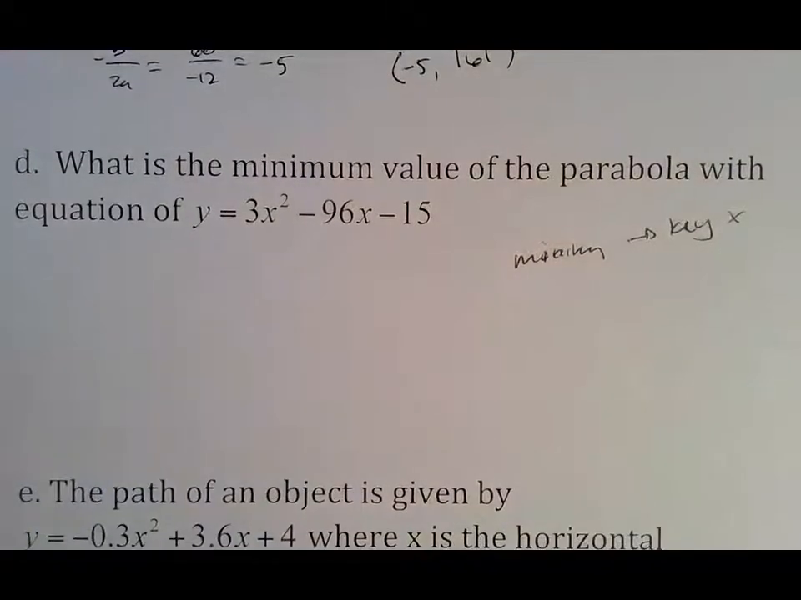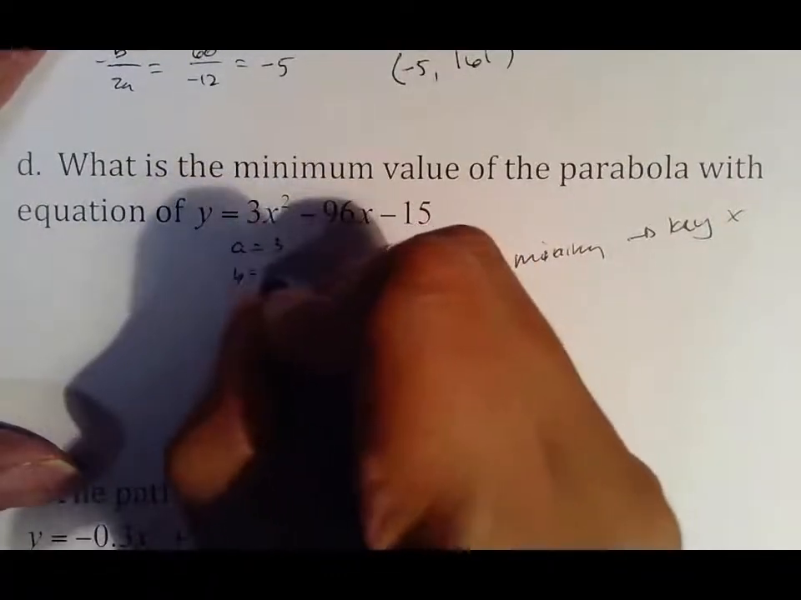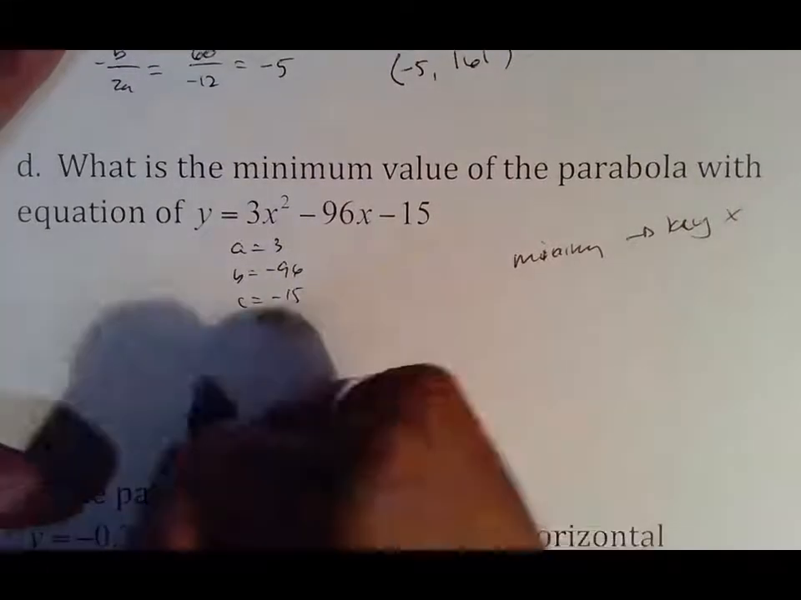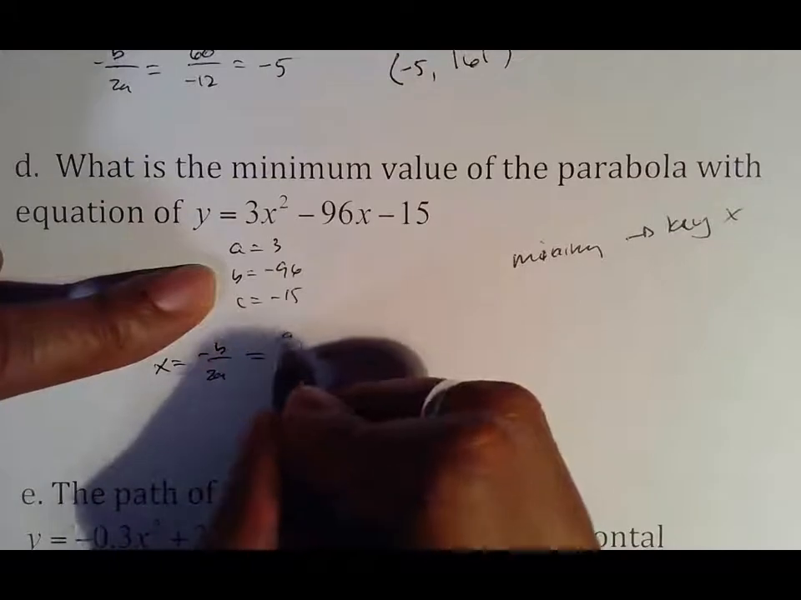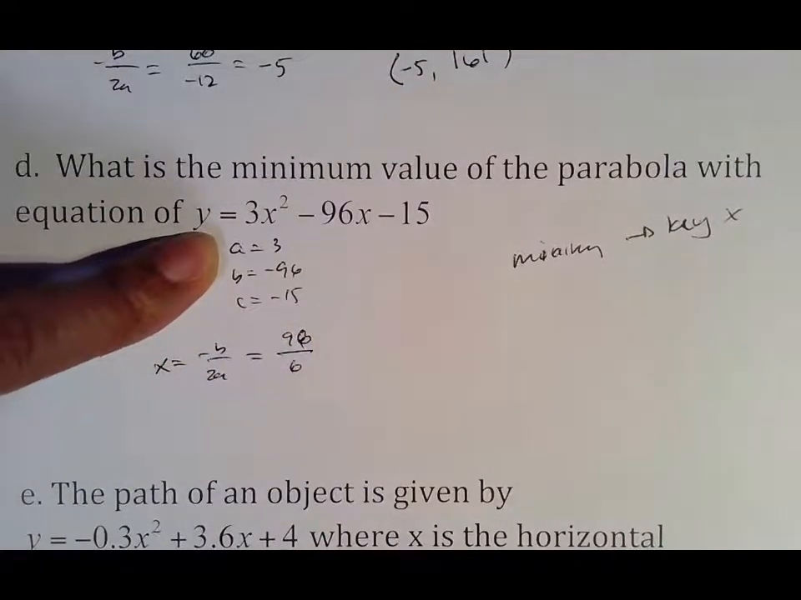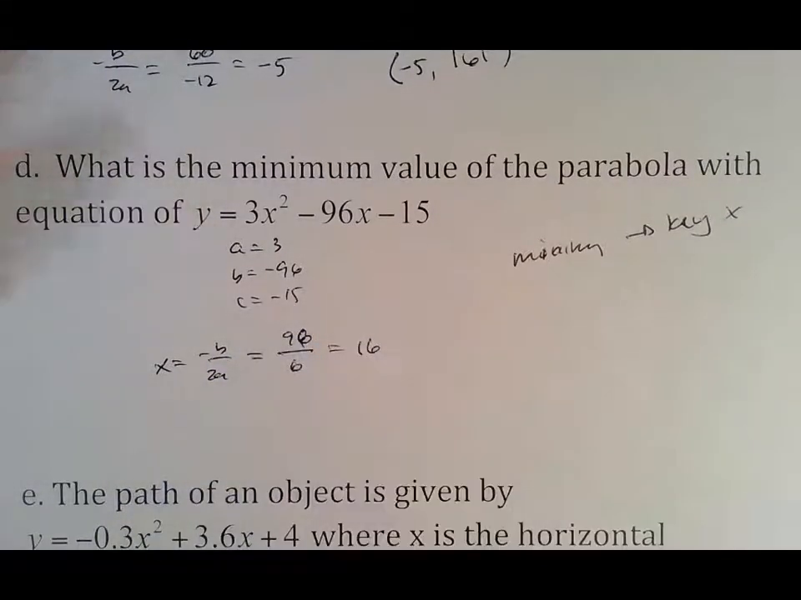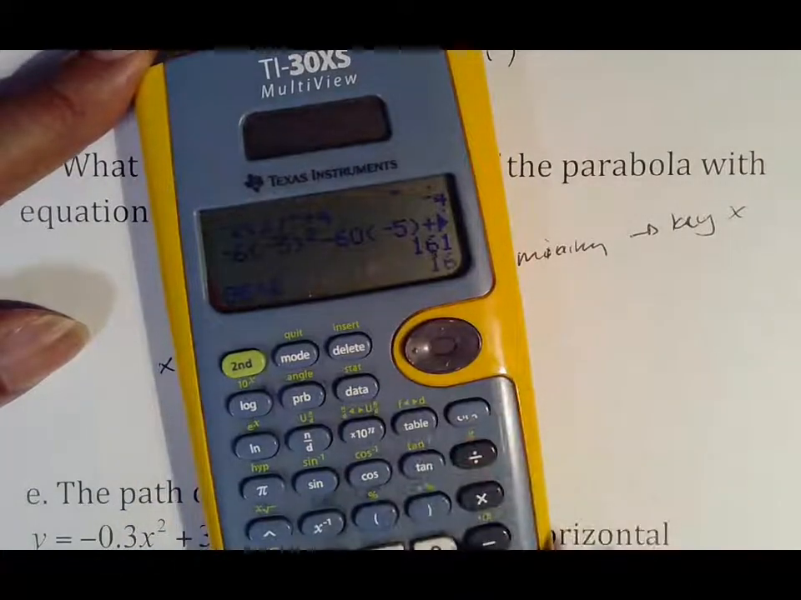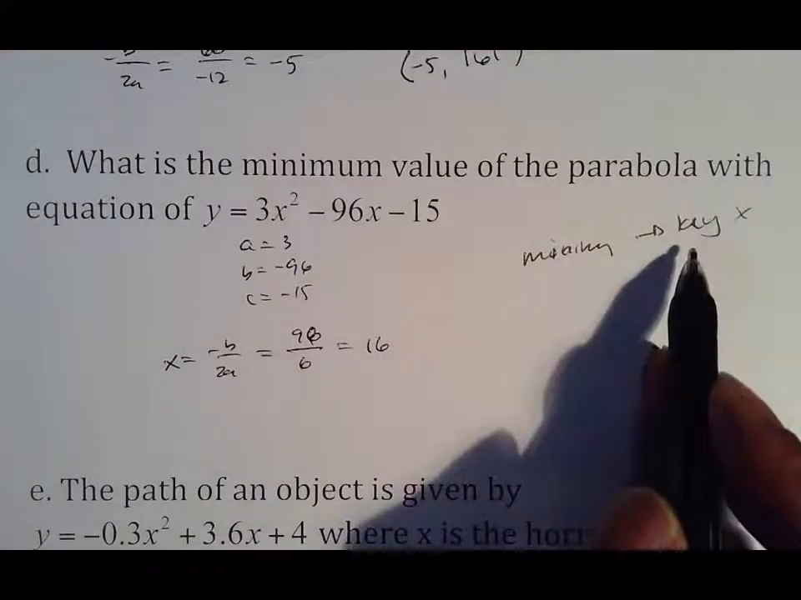The key x, which again means I have to find the key. So we'll go A equals 3, B is -96, C is -15. So we do our x equals -b over 2a, which would be +96 over what, 6? Because twice a is going to be 6. 6 goes into 9 once, which leaves, I think it's 16. Yeah. So that's my key x, but that's not the minimum.